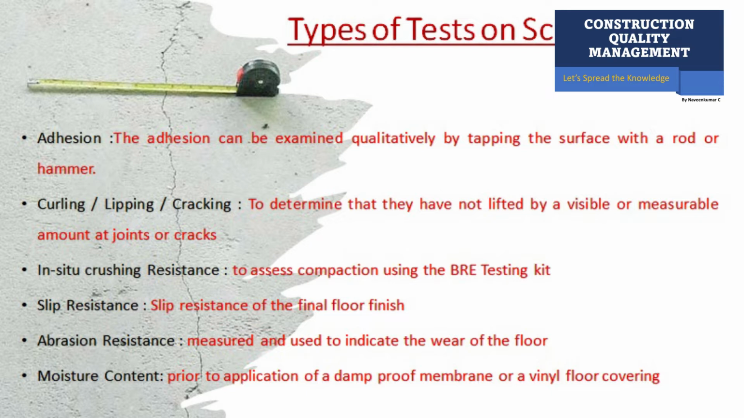Besides these major elements, adjacent elements are also very important while evaluating a screed. That is adhesion. Adhesion can be examined qualitatively by tapping the surface with a rod or a hammer. This is carried out as per the code BS EN 13892-8, for determination of bond strength of laboratory specimens, which is usually adopted.